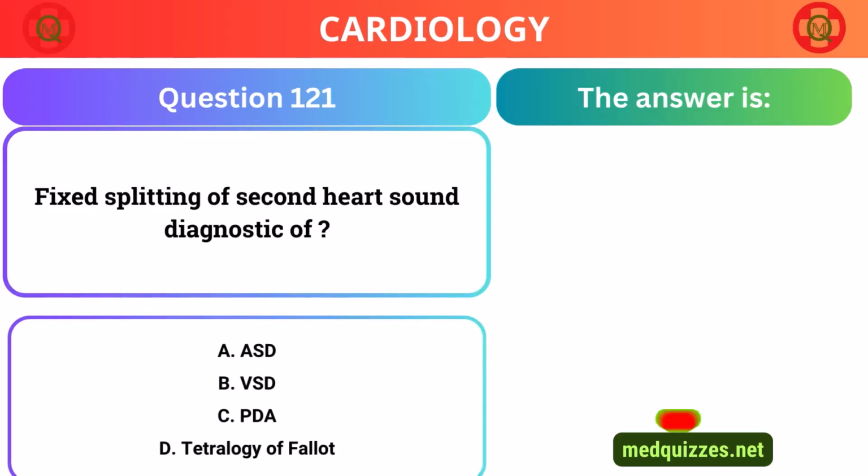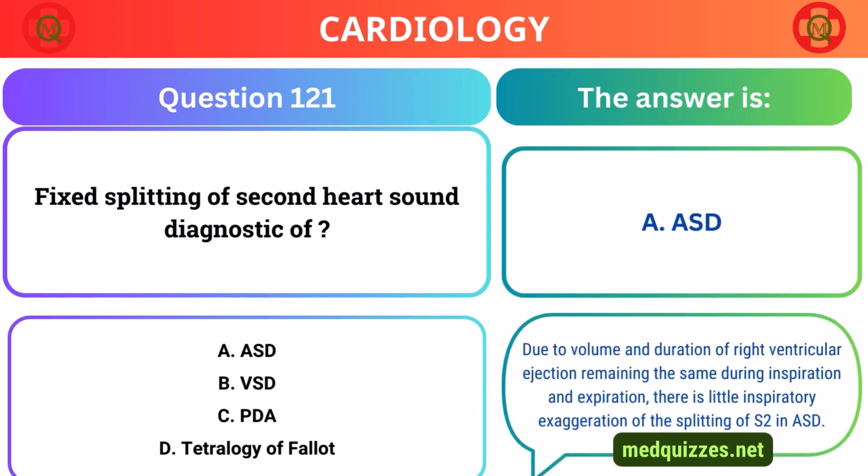Now, let's start. The question 121, fixed splitting of second heart sound diagnostic of A. ASD, B. VSD, C. PDA, D. Tetralogy of Fallot. The correct answer is A. ASD.